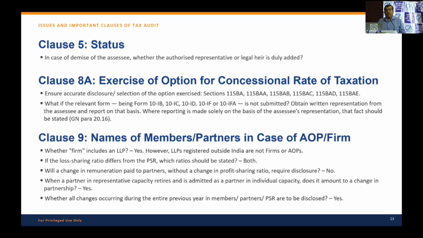Status, very simple, except in a situation where, in case of an individual, he has passed away, then what do you report? So one has to be careful there. Legal heir or authorized representative and all those categories will have to be considered while you are reporting status, and not individual specific.